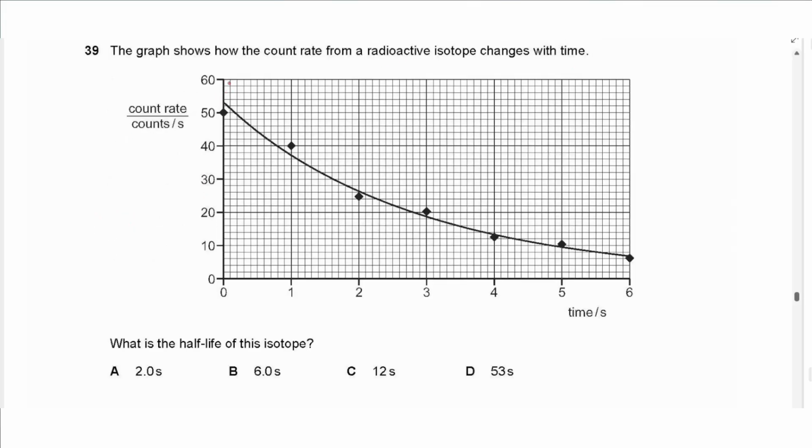Question 39 shows how the count rate from a radioactive isotope changes with time. What is the half-life of the isotope? So we need the first reading, then we divide it by 2. It's in the middle between 52 and 54. I'm gonna make it 52. Then we divide that by 2. That gives an answer of 26. So at 26, we have a time approximately 2. If we look at the choices, we have 2. So the answer is A.